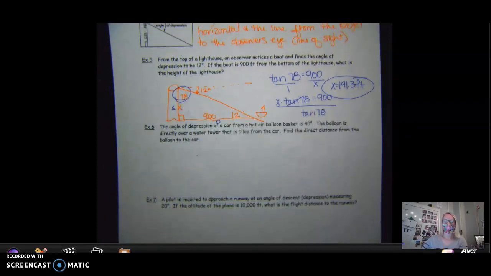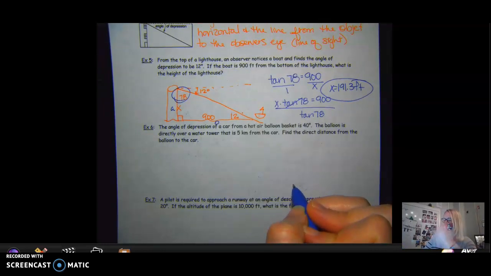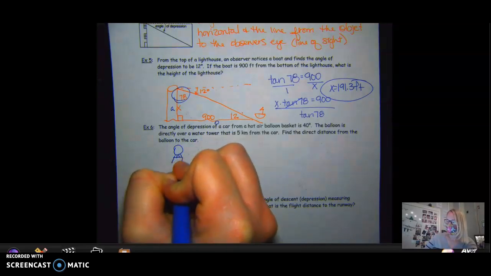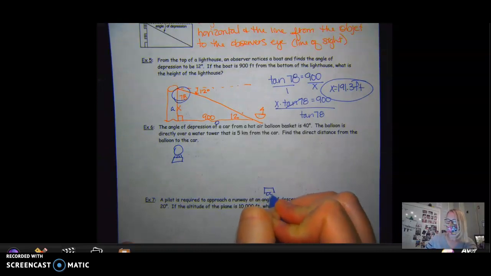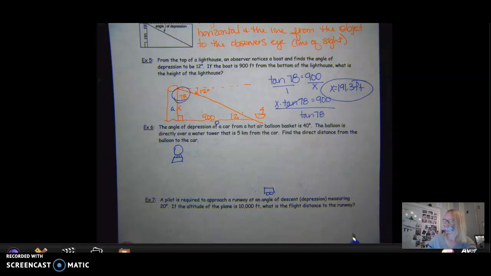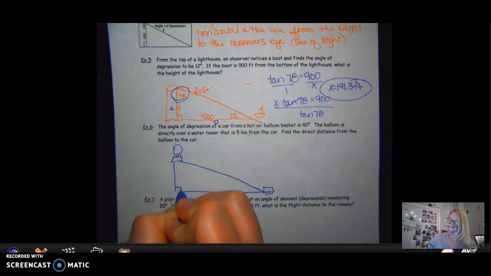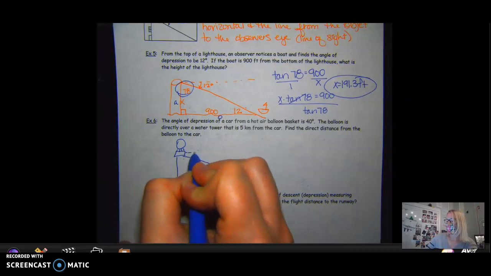Okay, let's try another one. An angle of depression of a car from a hot air balloon basket. So we have a hot air balloon up here, right? We have a basket that they're in. Down here we have a car. That's my beautiful car. We have a height here, we have a distance here, and we have an angle here, right? 90 degrees. The angle of depression from the hot air balloon basket is 40 degrees.